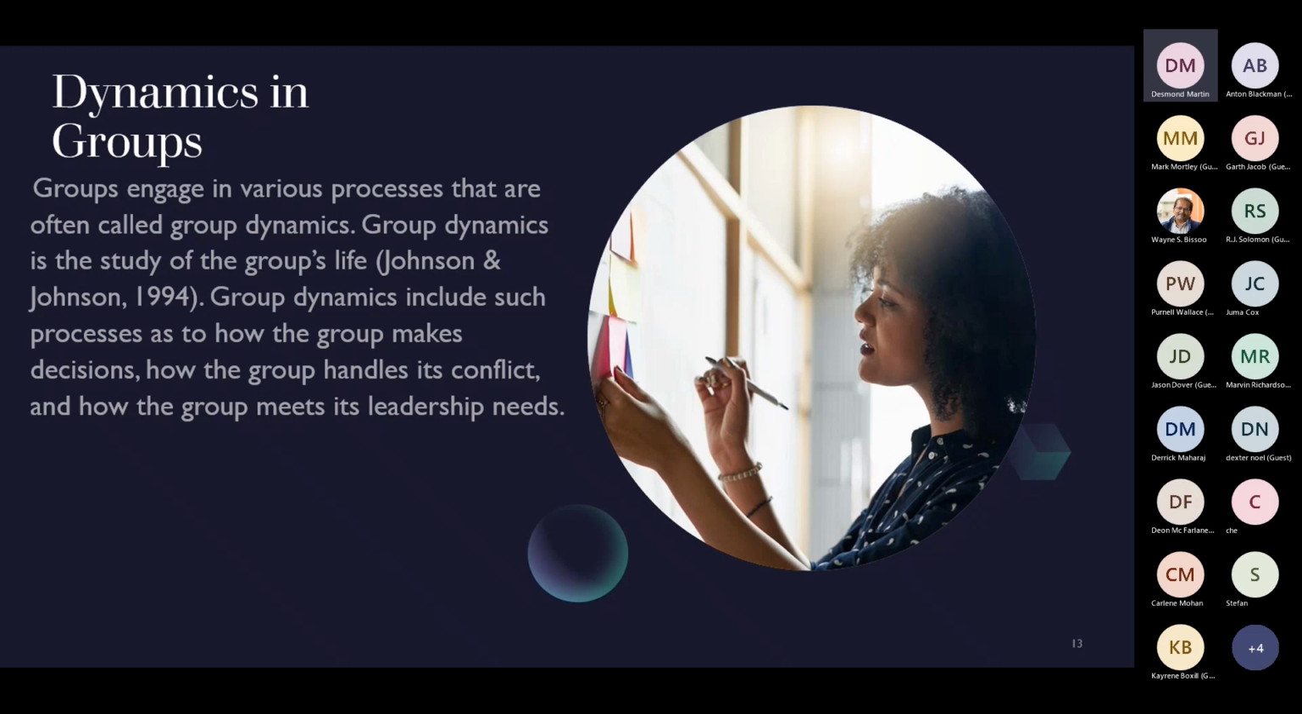So groups engage in various processes that are often called group dynamics. Group dynamics is the study of groups' life. It's by Johnson and Johnson. Group dynamics include such processes as how the group makes decisions, how the group handles its conflicts, and how the group meets its leadership needs.